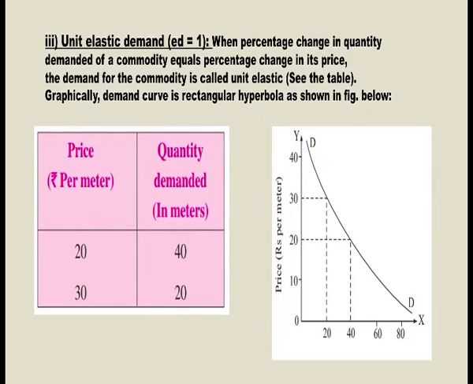You can see the table also. The price of the commodity increases from rupees 20 to 30 and the quantity demanded decreases from 40 to 20. There is a proportionate decrease in the quantity demanded to the proportionate increase in the price.